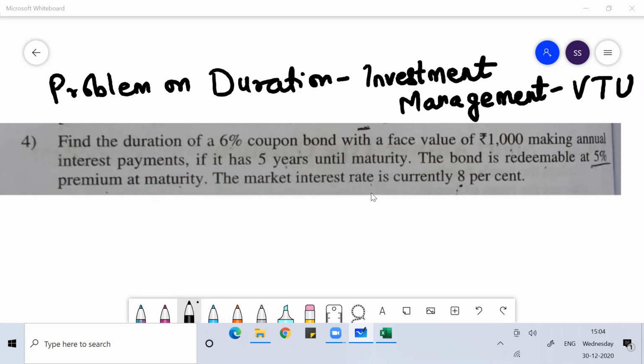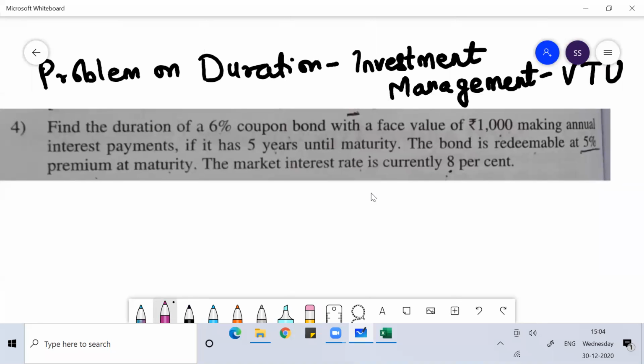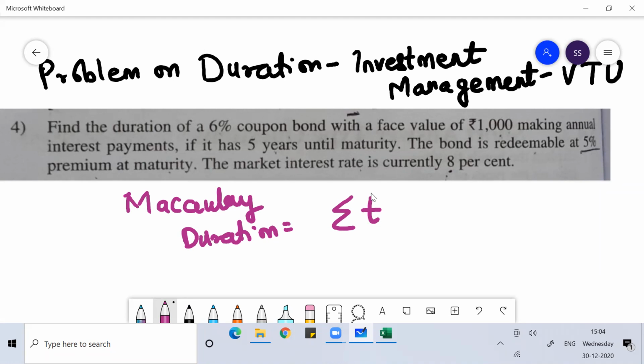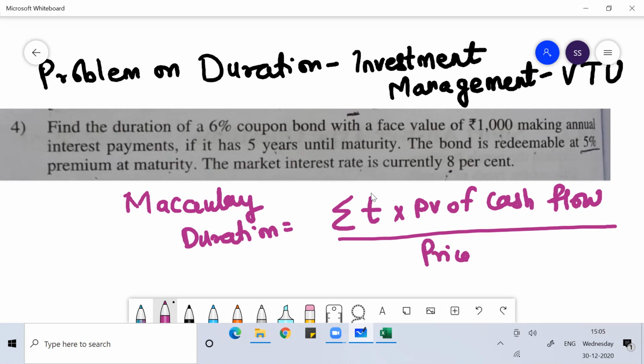Whenever we say duration, logically the examiner should mention clearly which duration they are asking for: Macaulay duration or modified duration. The formula of Macaulay duration is the summation of T, the time period, into the present value of cash flow, divided by the price of the bond. The cash flows in the case of bond arithmetic are either in the form of coupon or in the form of face value or redemption value. That is basically called Macaulay duration.